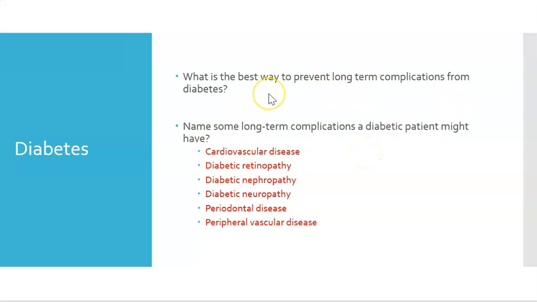With diabetes, we want to prevent long-term complications by controlling their blood sugar. We really want to control the extremes, the highs and the lows, so we want to control hypo versus hyperglycemia. And of course, here's a list of some long-term complications that a diabetic client might have. They can end up with cardiovascular disease, diabetic retinopathy, diabetic nephropathy, so they can actually end up in renal failure because of it. They can have periodontal disease, peripheral vascular disease, and a whole host of other issues as a result of poor blood sugar control.